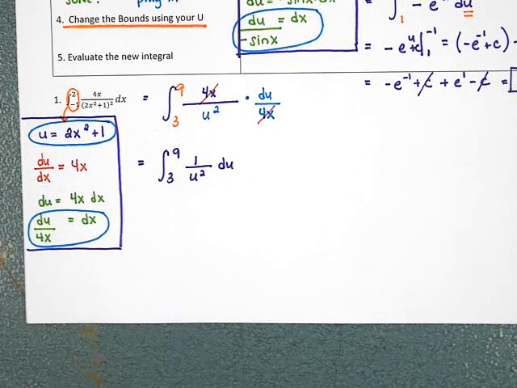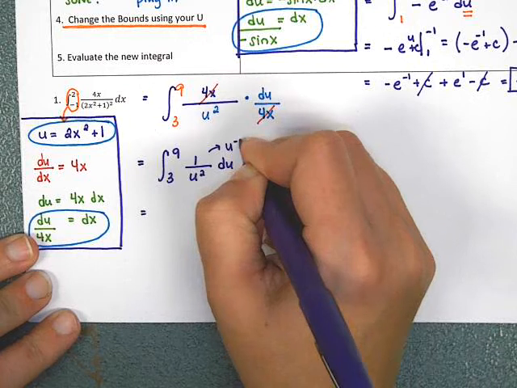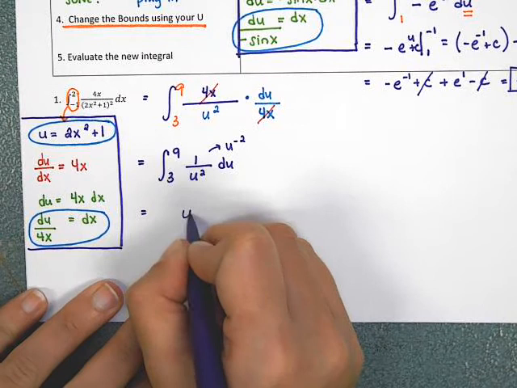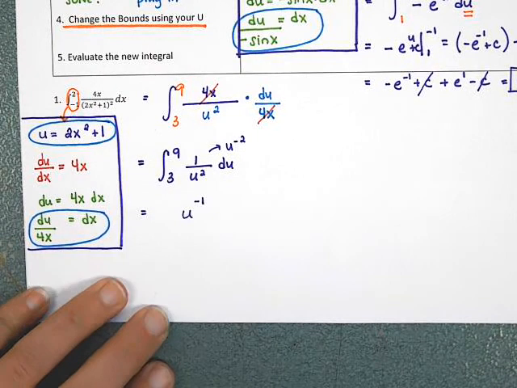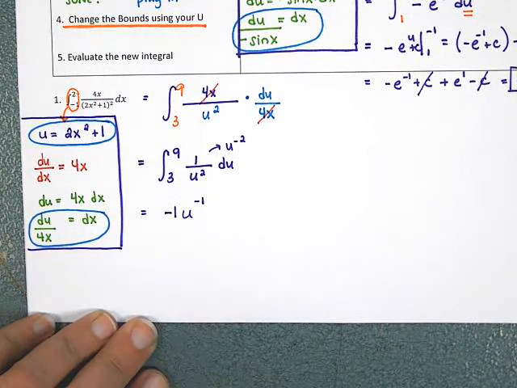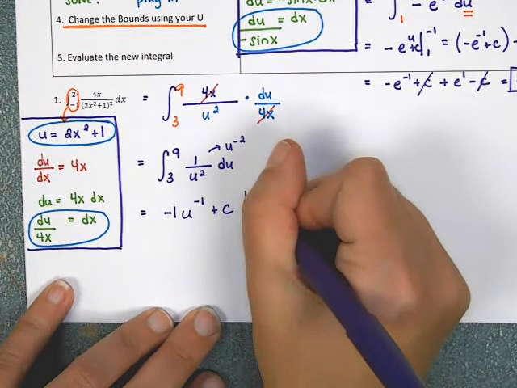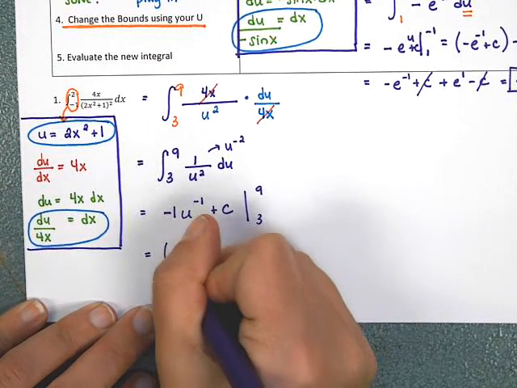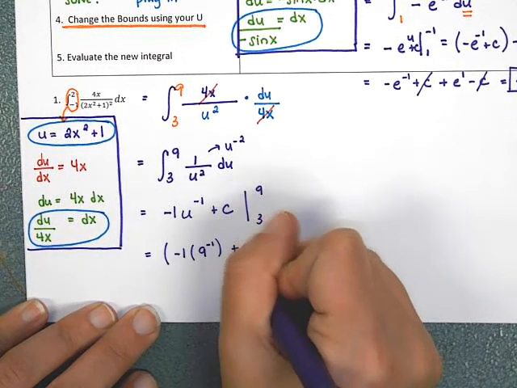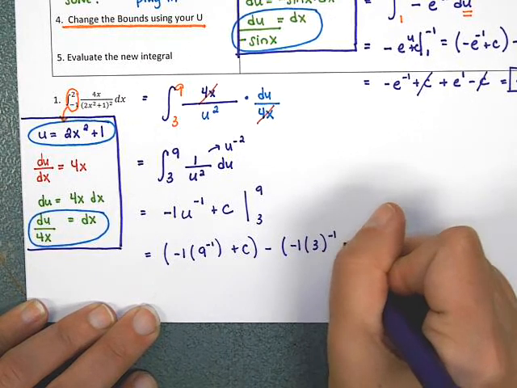Now this is a much simpler problem to do the antiderivative of. 1 over u squared is really u to the negative 2 power. So if I use my rule for powers and I add 1, I get negative 1. Then divide by that and I get negative u to the negative 1 plus c, evaluated between 3 and 9. I'm going to plug in the 9 first, so negative 1 times 9 to the negative 1 plus c, minus negative 1 times 3 to the negative 1 plus c.